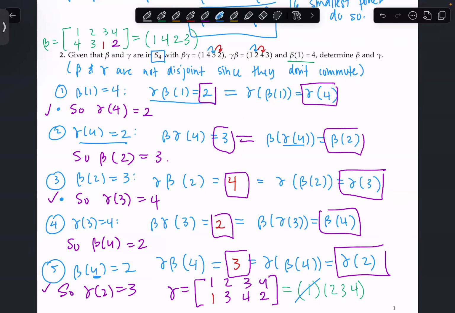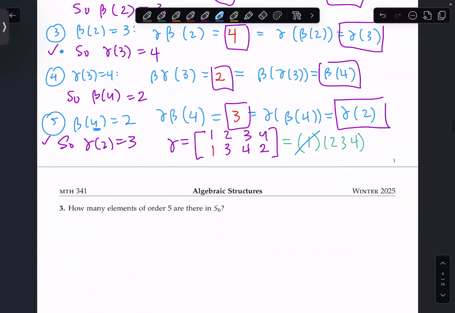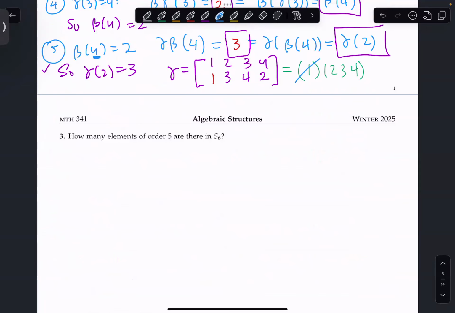Okay, let's look at our next one. We're going to be working inside of S6. So the permutations from the set 1 through 6 to 1 through 6. And we want to decide how many elements of order 5 are there inside of my S6. So what do you guys think? How can we start this problem here? How can we decide what the elements of order 5 look like?